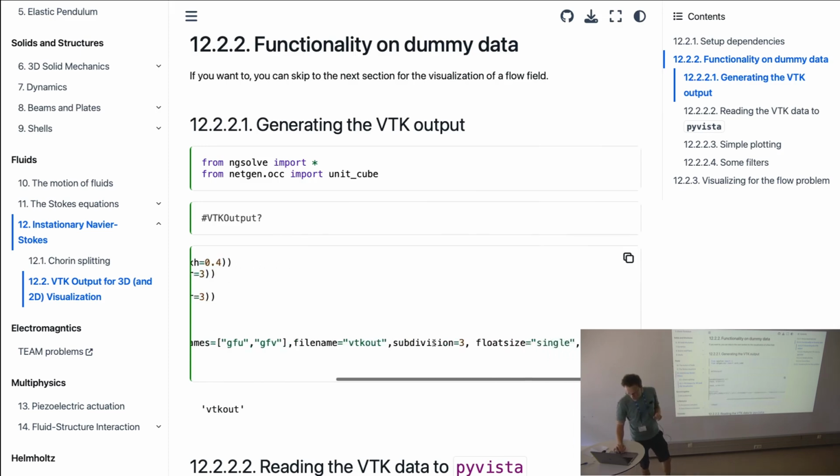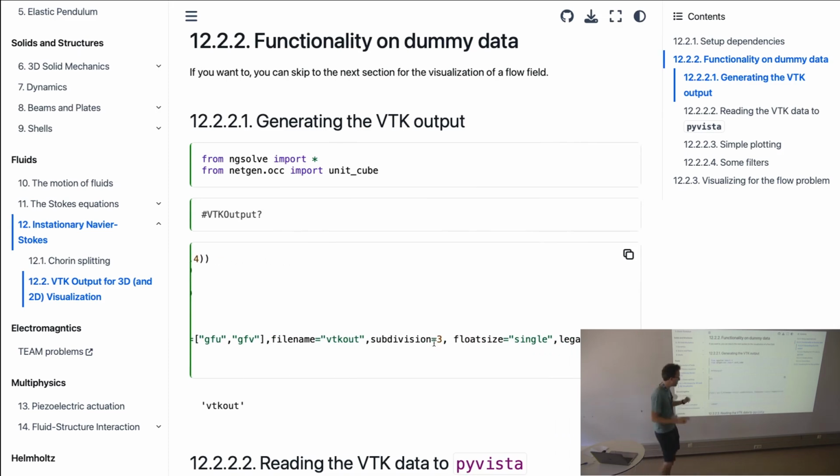So VTK typically is low order. There are some high order flags, but let's say it's quite limited in storing high order information. So what you typically do as a poor man's solution for that is you add a subdivision on your underlying mesh. So essentially what you put out there is then a subdivided mesh. So you don't have to.